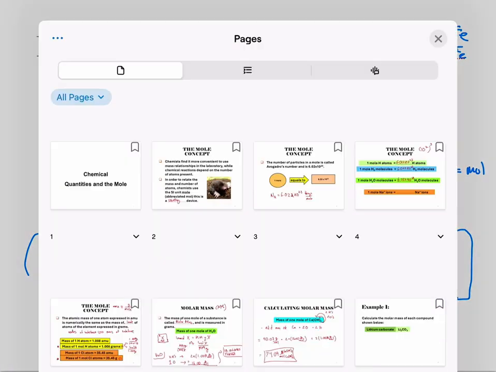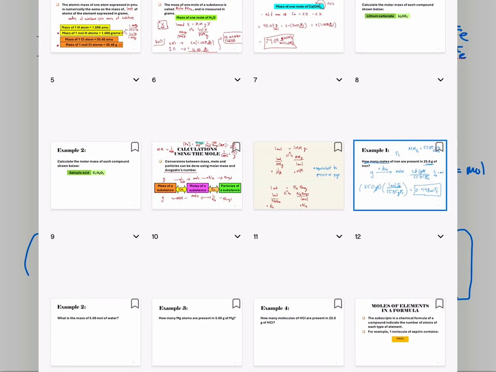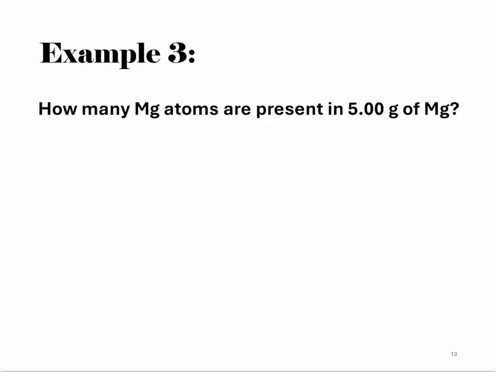Let's see. What if we have a certain mass of magnesium and we want to find how many atoms are present? So what do you guys think the conversions are? Where are we going to start from? What number? We should be starting from 5.00 grams.